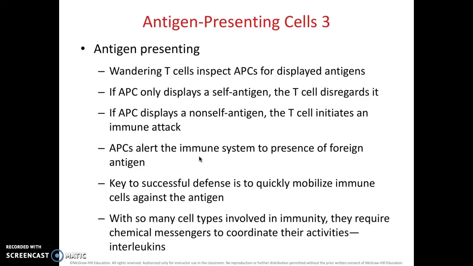So again, with most of the cells in immunity, they require chemical messengers to coordinate their activities. And these are the interleukins, which are a form of cytokines. Remember, we talked about cytokines before. These can be pro-inflammatory or anti-inflammatory. And I think of them as the hormones of the immune system.